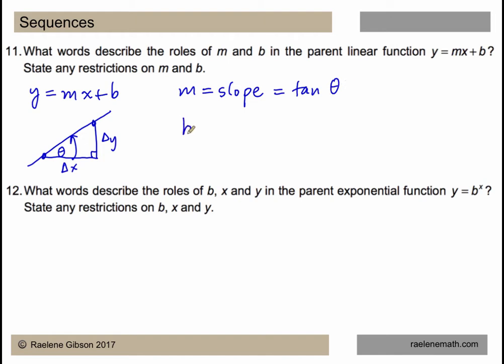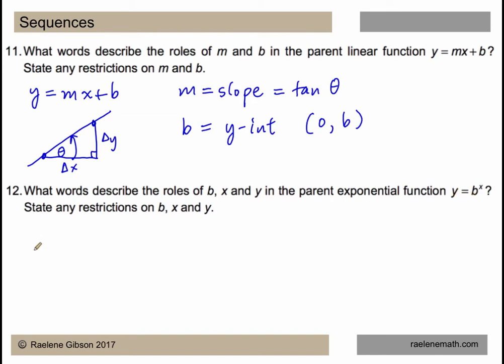We also see that the y-intercept is the value for b, and it's nothing more than the y value when the x-coordinate on the graph is 0. There are no restrictions on these values, so m and b can be any real numbers. I suppose the only problem is that they can't be undefined, which means they can't be infinite or fail to be a real value.